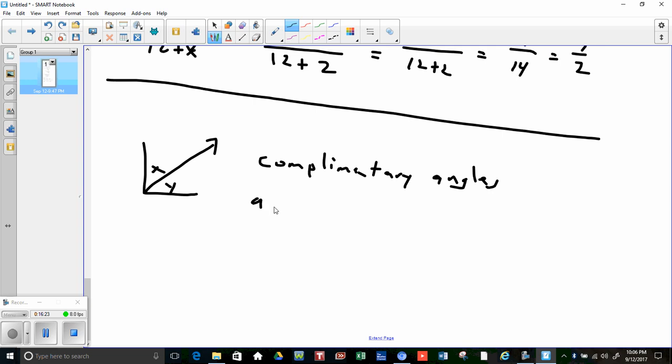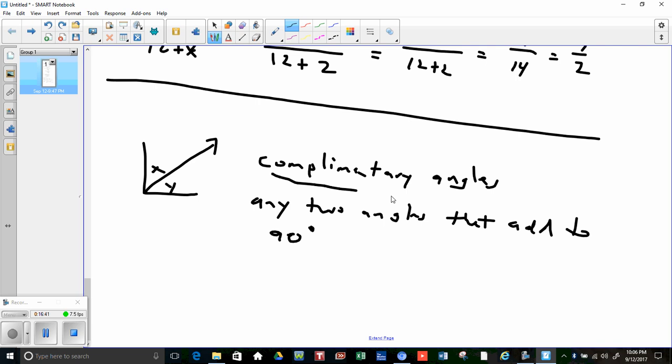Complementary angles are any two angles that add to 90 degrees. So in this case, x plus y, because this is a 90-degree angle, add up to 90 degrees. X and y are complementary. So the question might be something like, what if I gave you one of them? What if I told you that y equals, we'll just keep it simple, 40 degrees?